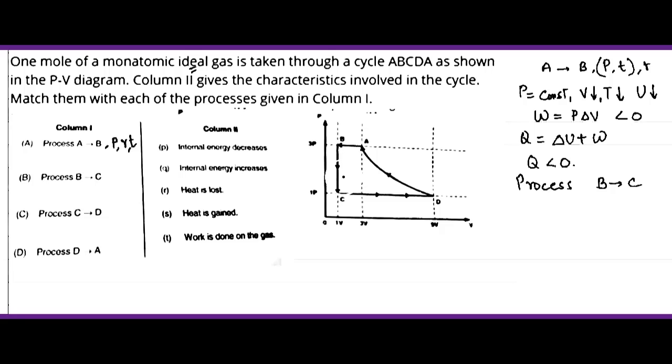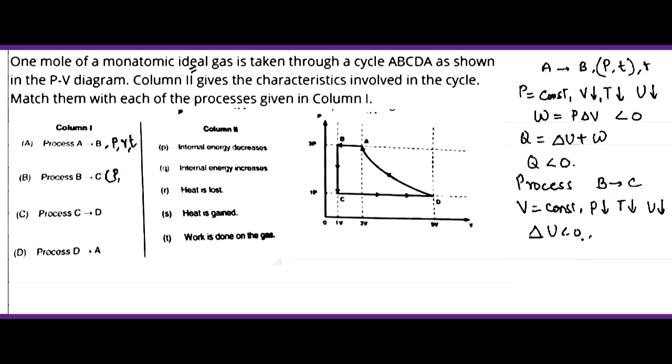For the process BC, you can see that this is a constant volume process. Volume is equal to constant, so isochoric process. And the pressure is decreasing, right? So when the pressure decreases, temperature has to decrease. And when the temperature is decreasing, the internal energy of the ideal gas has to decrease. So the change in internal energy is again negative. So internal energy decreases. So for the process BC, we can also write this P.